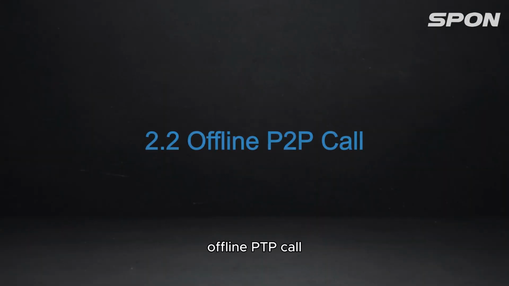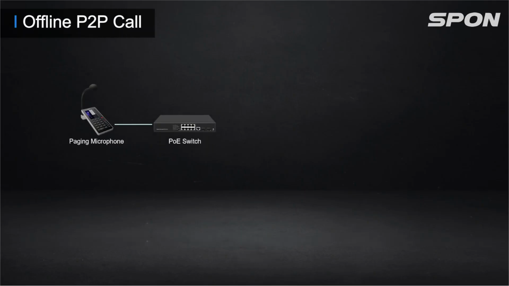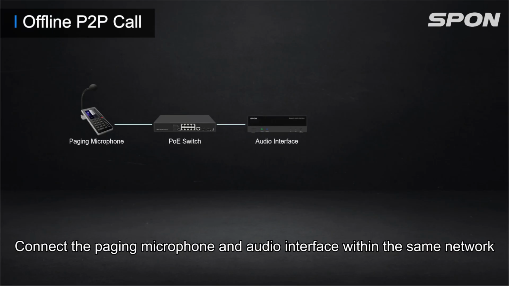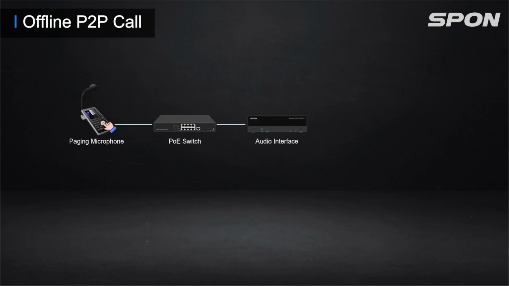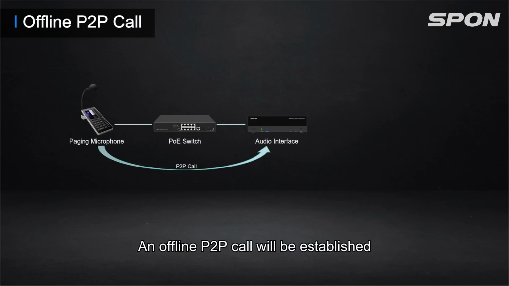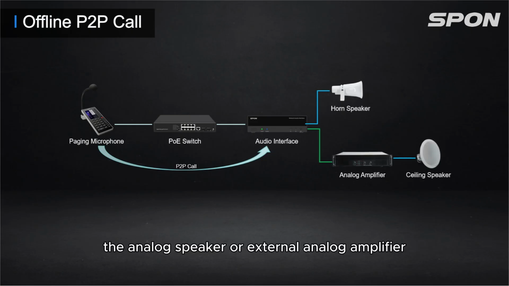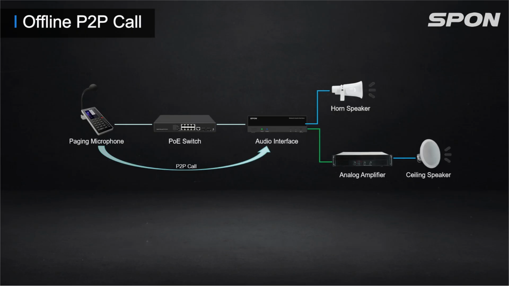Offline P2P call. Deploy PO switches in the local network. Connect the paging microphone and audio interface within the same network. When pressing the preset shortcut key on the paging microphone, an offline P2P call will be established. The sound from the paging microphone will output through the analog speaker or external analog amplifier.